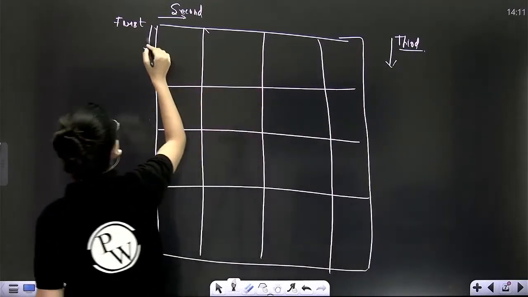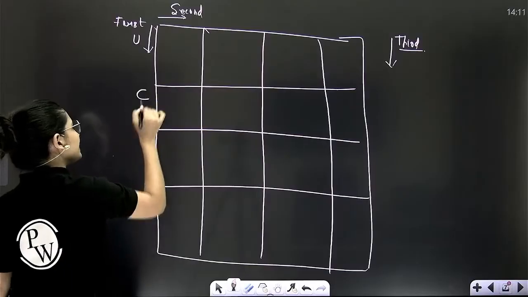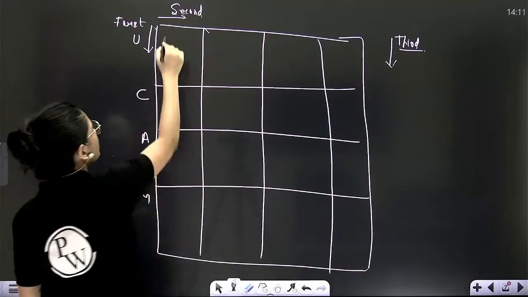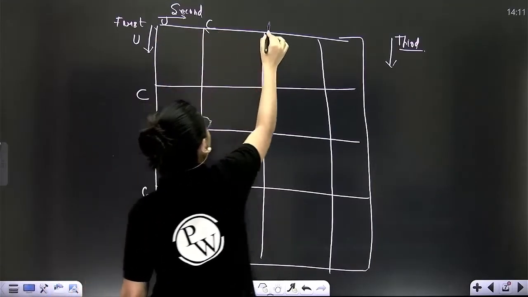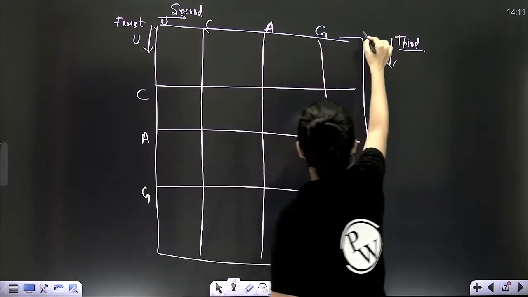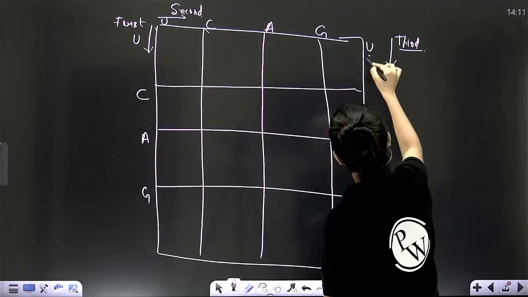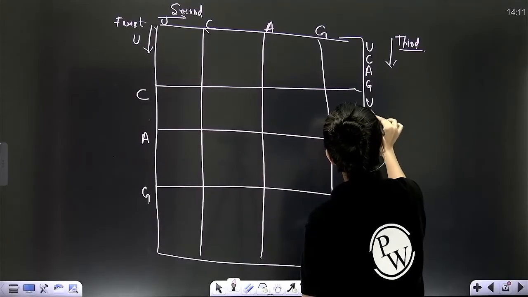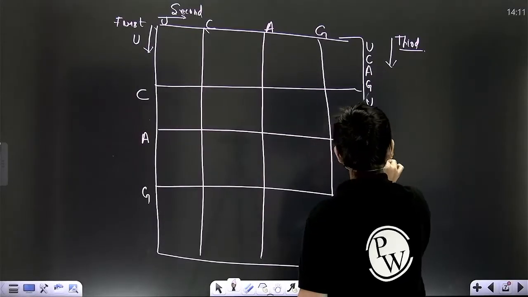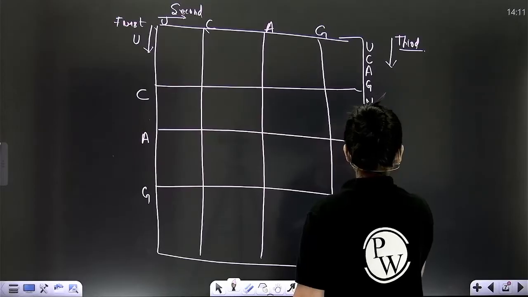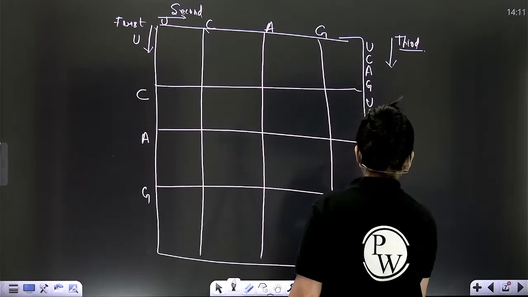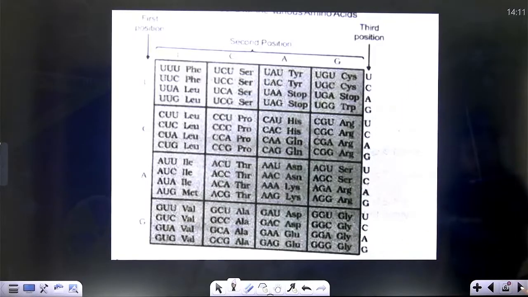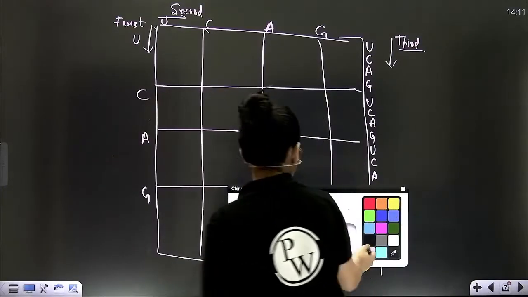Now, the first nucleotide is U, C, A, G. Right? Then U, C, A, G. And in the third, you are just going to write all the nucleotides in front of each block. U, C, A, G. U, C, A, G. U, C, A, G. See, like this. Right? Understood? Chalo. Now let's try to fill this checkerboard.